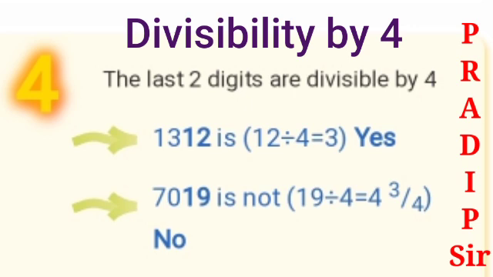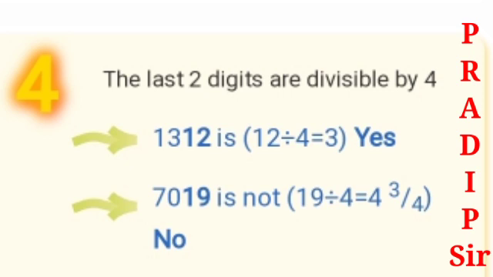Now if we take the example of 7019, the number formed by the last two digits is 19, and 19 is not divisible by 4, because 19 by 4 is 4 and 3 by 4, which is not an integer. So the number 7019 is not divisible by 4.